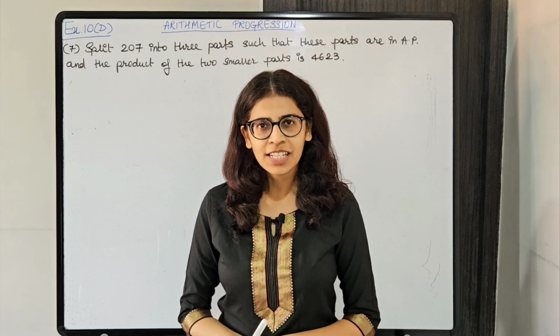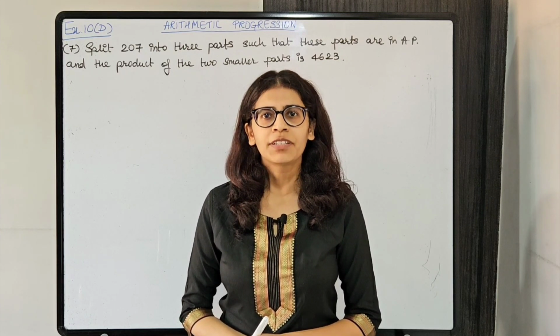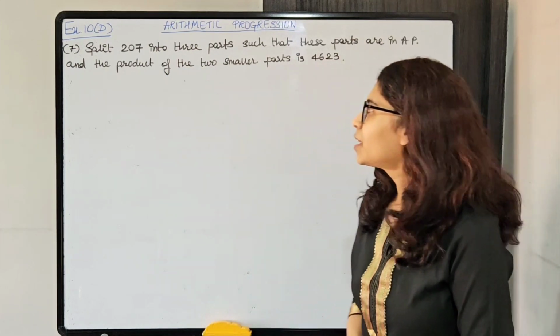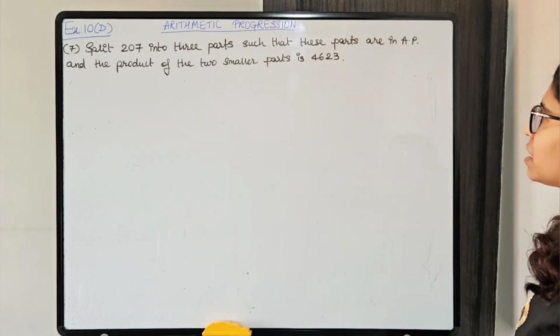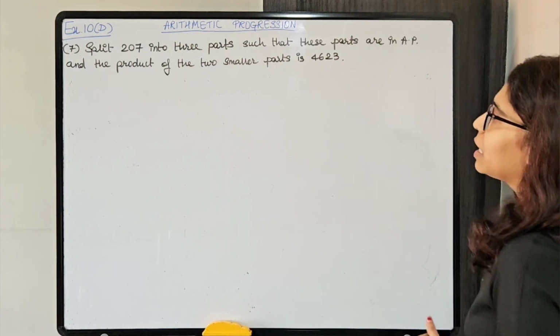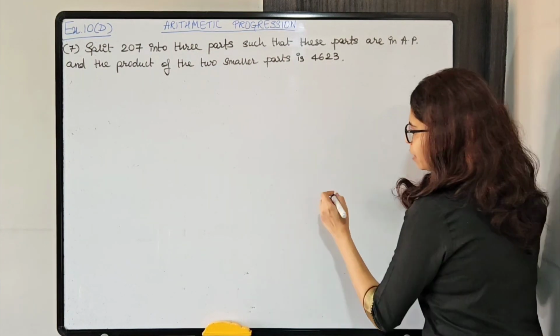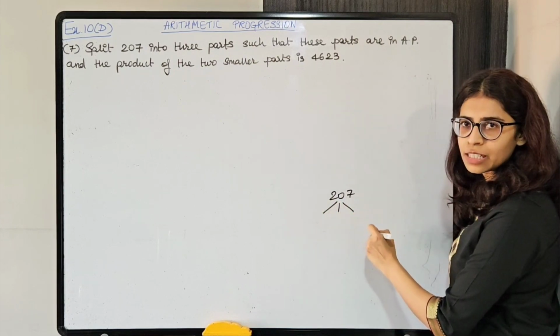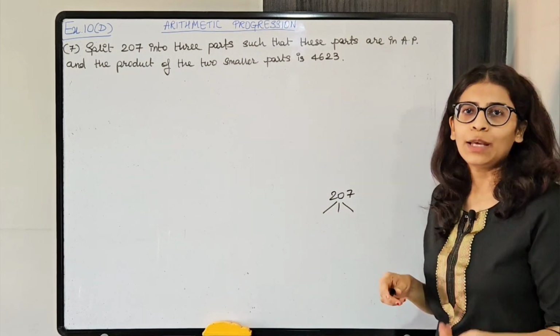In this video, we'll continue with exercise 10D from chapter Arithmetic Progression. So starting with question number 7. Split 207 into 3 parts such that these parts are in AP and the product of the two smaller parts is 4623. 207 को 3 parts में split करना है. That is 3 numbers में split करना है such that they are in AP.